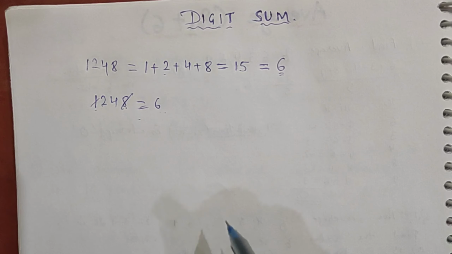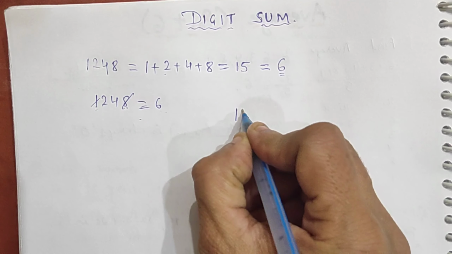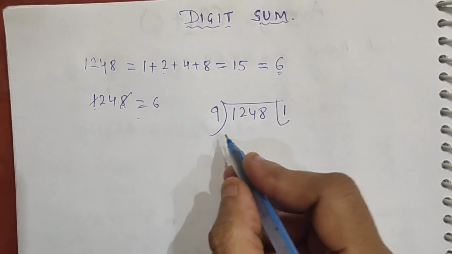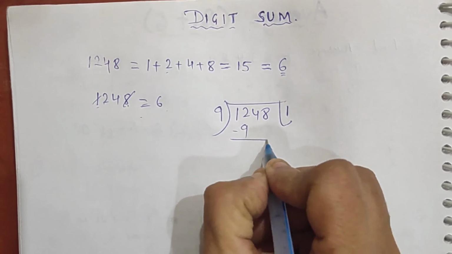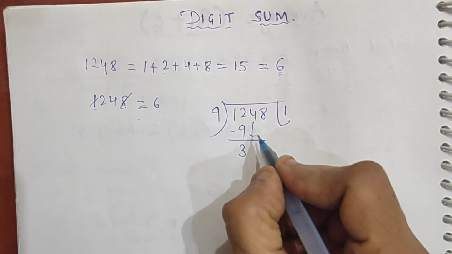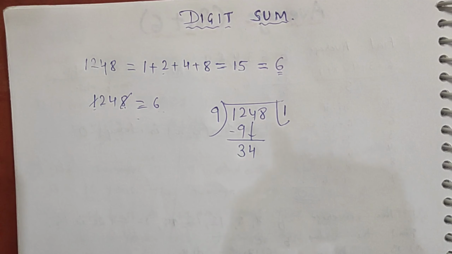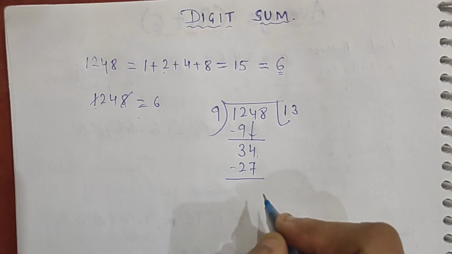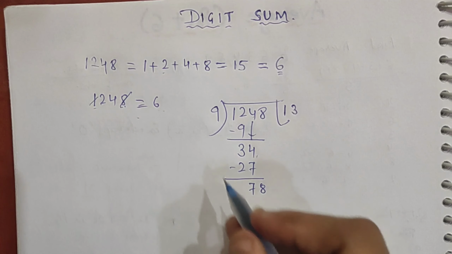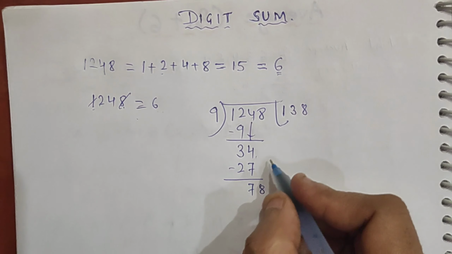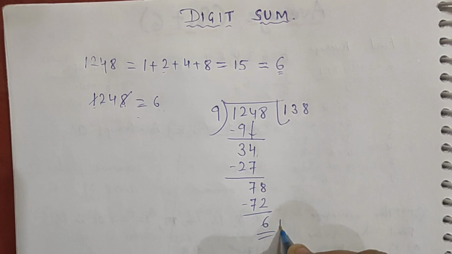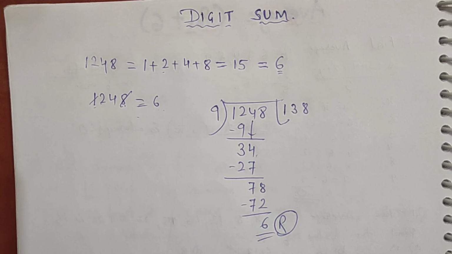So here you can also look at 1248 and just divide it by 9. 1 times 9 will be 9. I got 3, then carry this 4, 34, then 9 times 3, 27. You will be getting here 7, 8. Now 9 times 8 is equal to 72. What is my remainder? 6. Right?